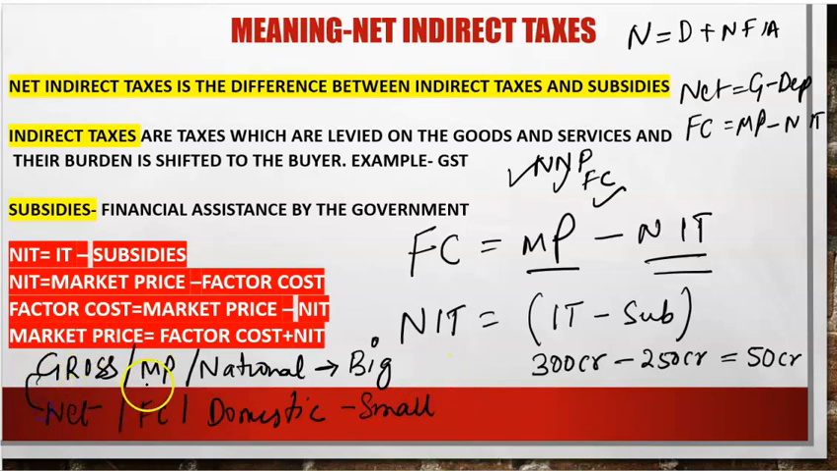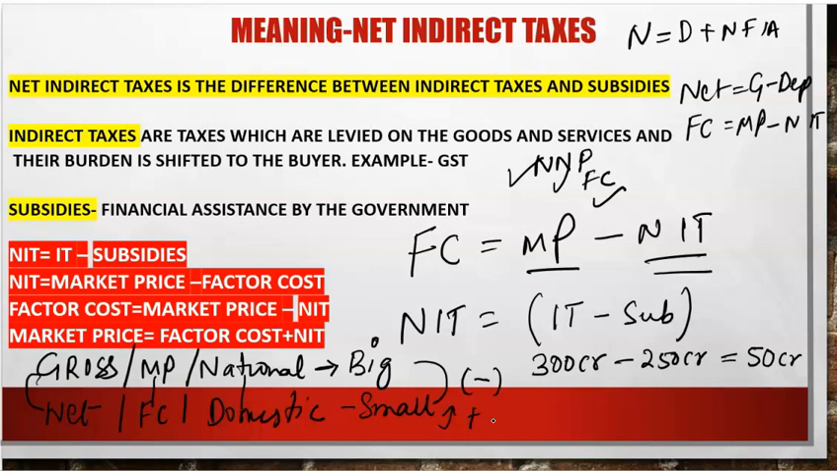Gross and net has depreciation in between. Market and factor cost have NIT in between. National and domestic have NFIA in between. So when we go from big to small, we always subtract. And when we go from small to big, we always add. So gross to net minus depreciation, MP to FC minus NIT, national to domestic minus NFIA.